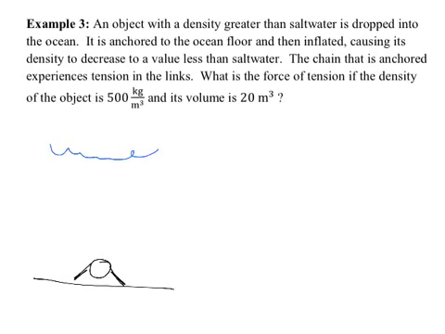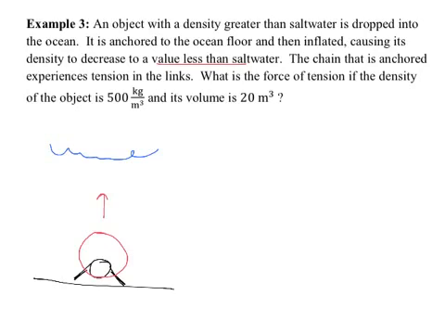And then it's inflated. So it's inflated to a bigger size suddenly. So now we've got an object like this size, still anchored though, causing its density to decrease to a value less than salt water. So now it wants to return back up to the surface. So these chains are holding it down. The chain that is anchored experiences tension in the links. What is the force of tension if the density of the object is 500 kilograms per cubic meter and its volume is 20 cubic meters?